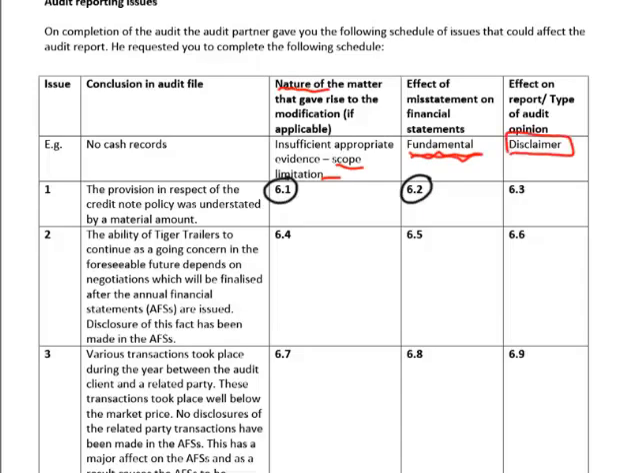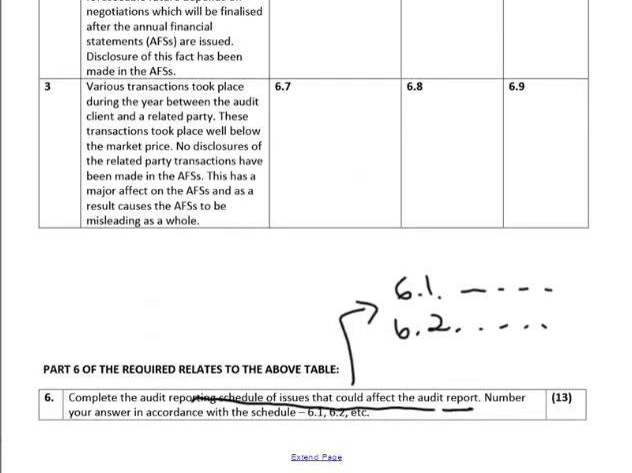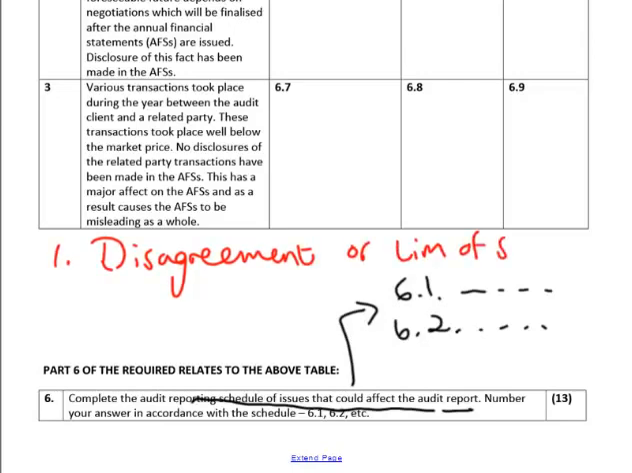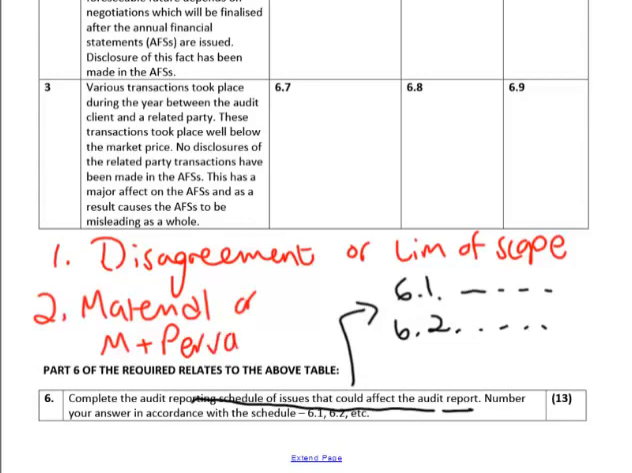Okay, so now remember, when we're answering this type of question, I'm just going to move down here where there's a bit of space. We need to think, first of all, there's two decisions. So number one, have we got a disagreement with management? Or is it a limitation of scope? Okay? And based on that, we would come to an answer. So we're going to say, is it a disagreement or limitation? And number two, is it material? Or is it material and pervasive? So that would be fundamental.